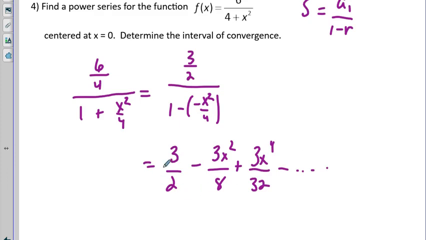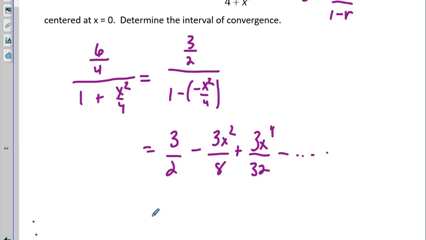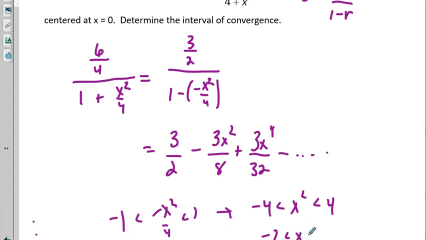Okay, the interval of convergence is going to be negative x squared over 4 between 1 and negative 1. So this is going to be negative 4 is less than x squared is less than positive 4, which really means I'm taking the square root of just this number. So this is between negative 2 and 2. And you can see the center is 0, which is what you were asked for.